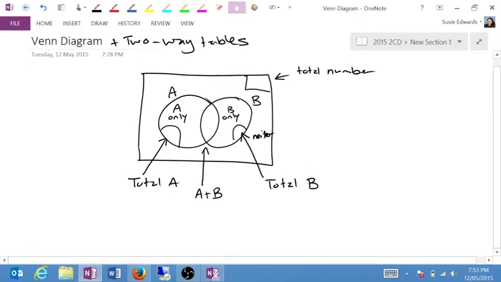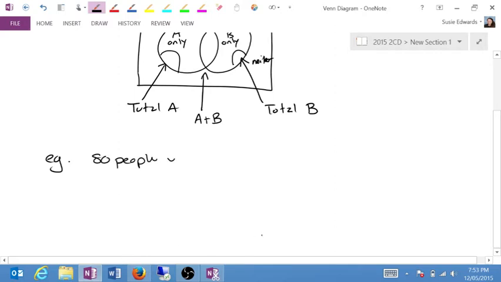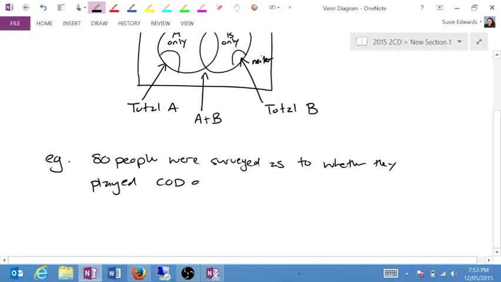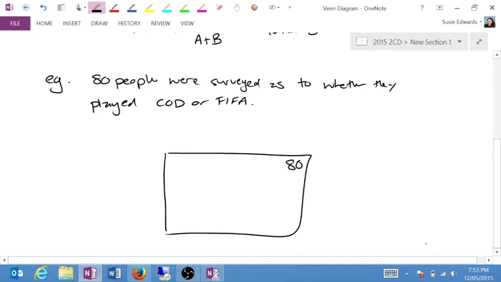So A only, A and B, B only, and neither, for any question to be able to answer it in terms of its probability. So if we look at a couple of questions, for example, if we say 80 people were surveyed as to whether they played Call of Duty or FIFA. Okay, we then get given some more information. So far in our Venn diagram, we can put 80 in our total there.